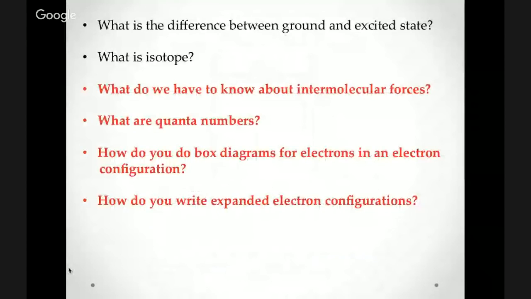Okay, so these are some of the questions that were submitted. What is the difference between ground and excited state? We will address that in the lecture today. What is an isotope will also be addressed. What do we have to know about intermolecular forces? That will be addressed during the matter session as well as the bonding. The rest are about quantum theory, which is really SAT 2 level. You won't see anything about quantum theory in the Regents, so we don't have to worry about that.